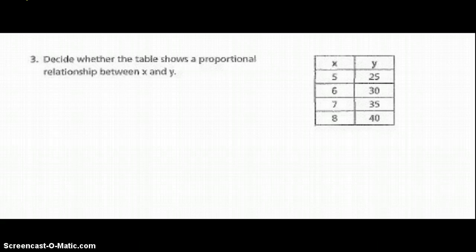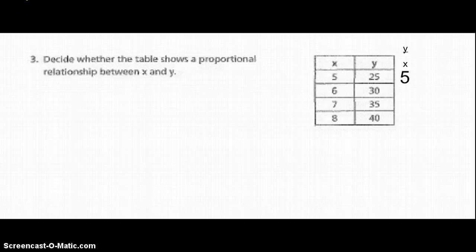Now let's skip down to question number 3. It says, decide whether the table shows a proportional relationship between x and y. So in order to determine if there's a proportional relationship, we always want to take y and divide it by x. So right now I want you to try taking y divided by x. Go ahead and make another column to the table on the right hand side and call it y over x, similar to what we did on whiteboards before break. I want you to actually take y and divide it by x all 4 times and see if you get the same thing every time.